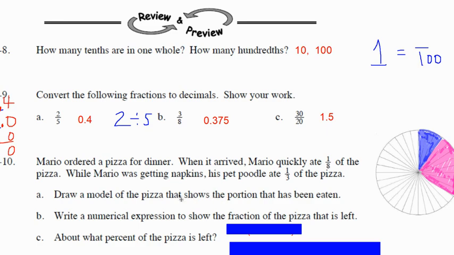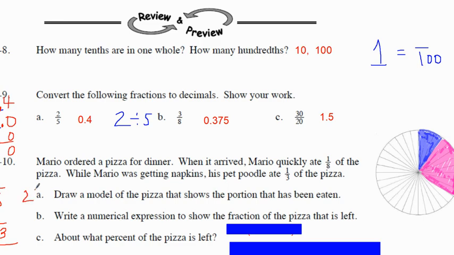For 2-10, Mario ordered a pizza for dinner. When it came, he ate 1/8 of the pizza. When he was getting napkins, his pet poodle ate 1/3 of the pizza. So what they want you to understand is that if we're taking 1/8 of the pizza that he ate, and we're adding 1/3 of the pizza that the poodle ate, we would need to get a common denominator or the common multiple of the denominators between 8 and 3. And that would be 24.